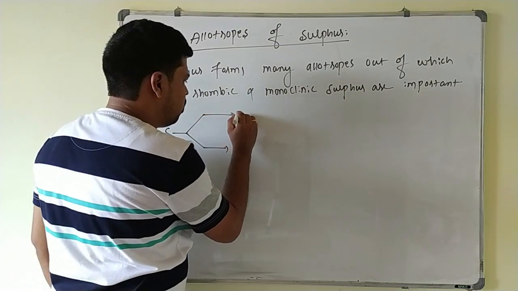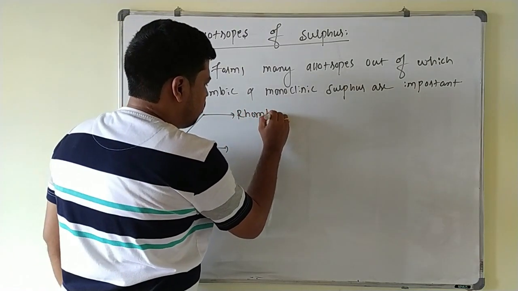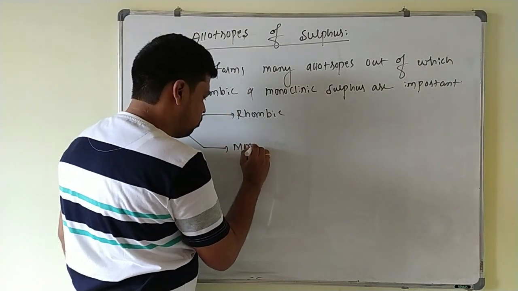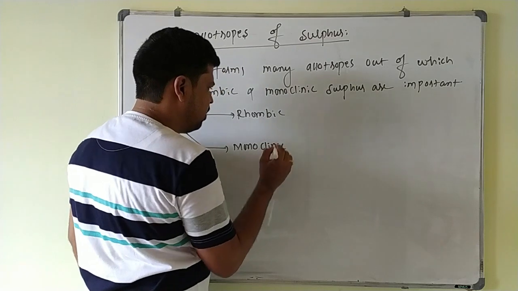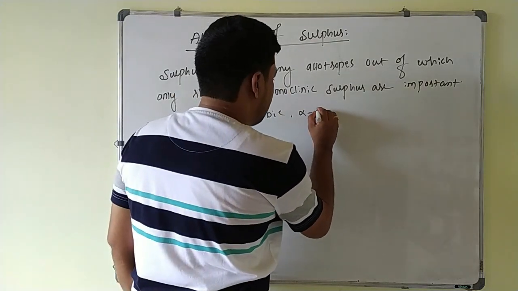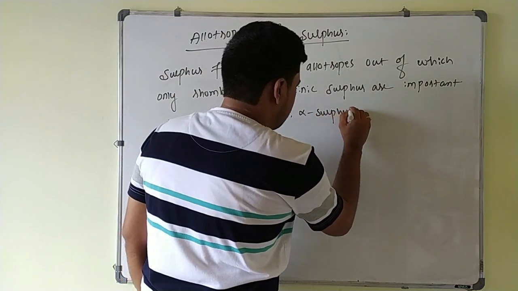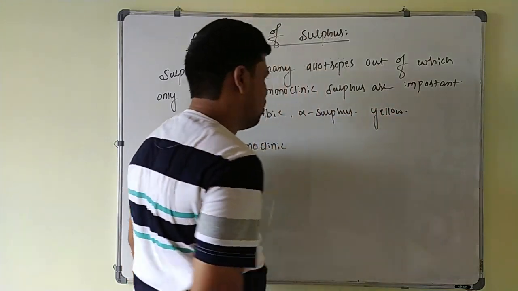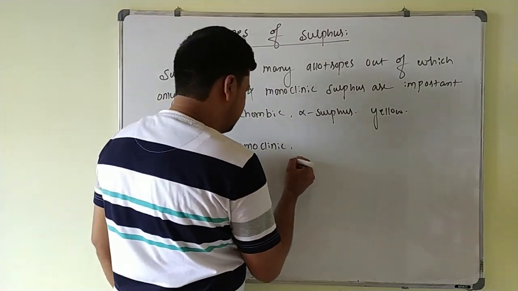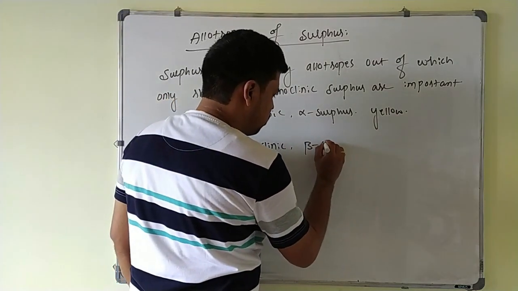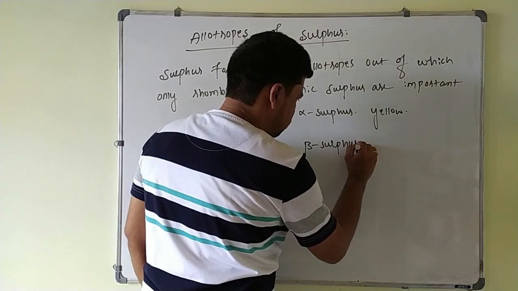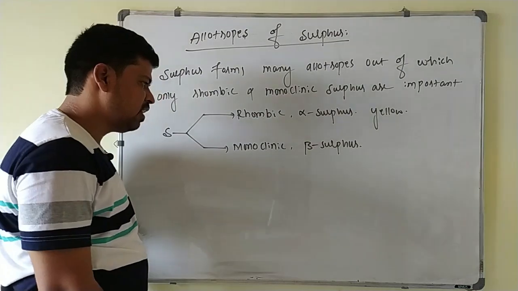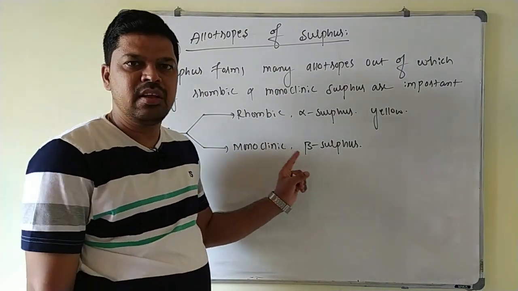We'll take two important allotropes. The first one is what? Rhombic sulfur. The second one we will take as monoclinic sulfur. This rhombic sulfur is also called alpha sulfur, or else it is also called yellow sulfur, since it is yellow in color. Next, this monoclinic sulfur is also called what? This is beta sulfur.